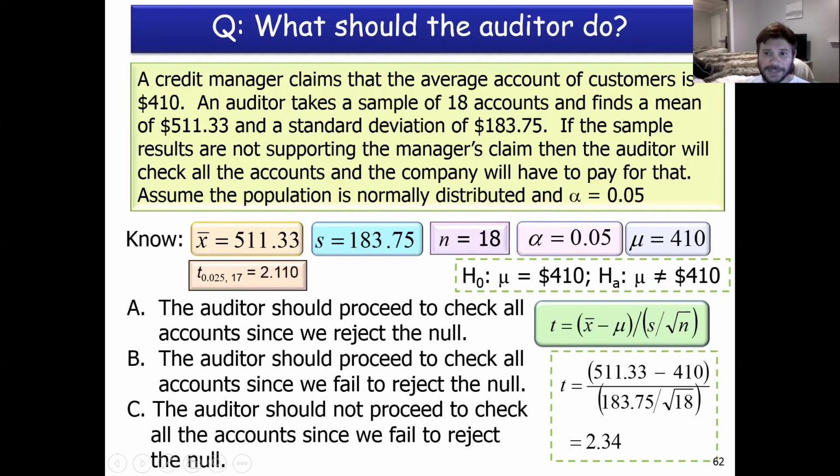If that is the case, then we are far enough away to say that the sample evidence is sufficiently different than the hypothesized value under the null. And in this case, we should be rejecting the null hypothesis. And that means the auditor should proceed to check all of the accounts given the narrative.